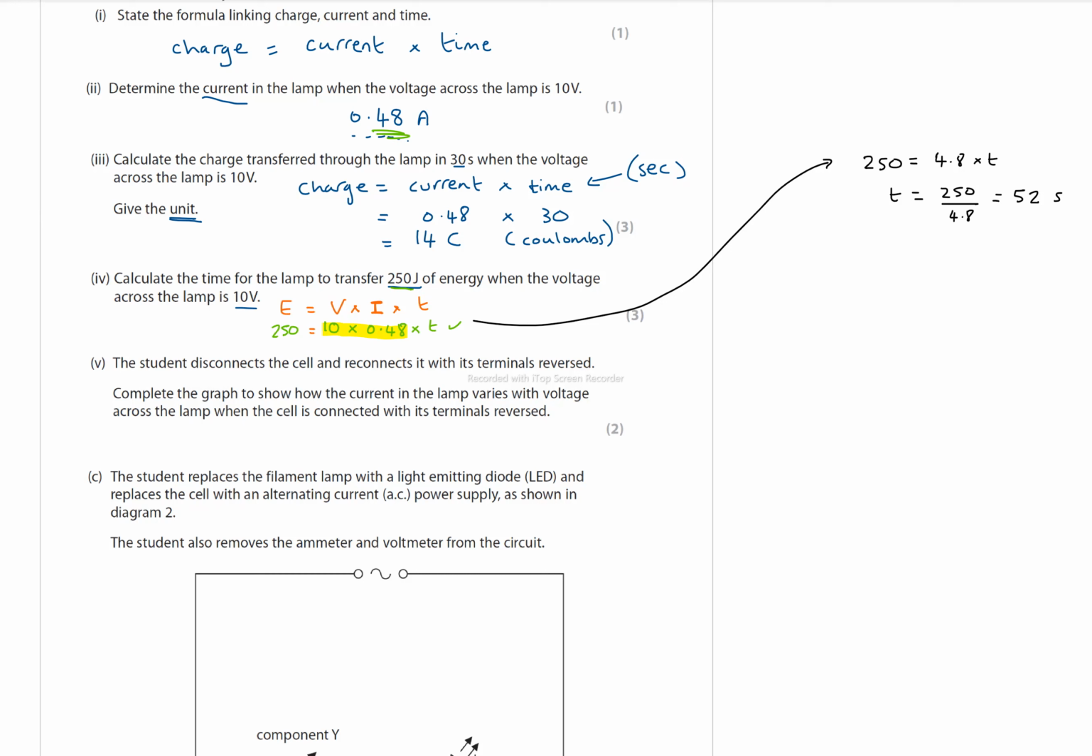Right, the student disconnects the cell. So we are down here now. So we've done that bit. The student disconnects the cell and reconnects it with its terminals reversed. Complete the data graph to show how the current in the lamp varies with voltage across the lamp when the cell is connected with its terminals reversed.